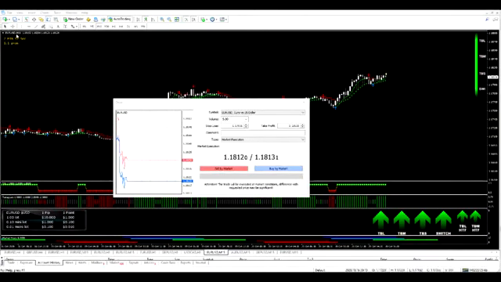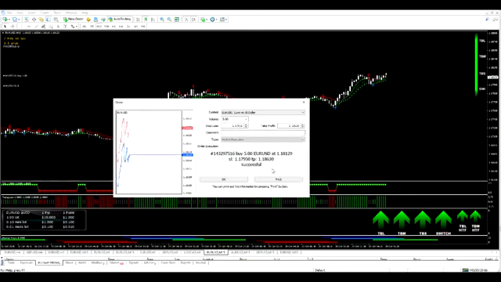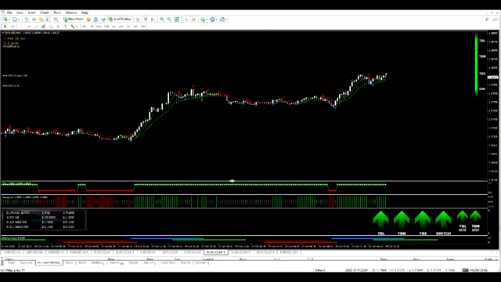Guys, I'm on the Euro US dollar 15-minute chart. All the signals have lined up for a buy trade, and at this point, I've set my stop loss and my take profit. And now I'm going to enter it. I've set it. I traded it 2-to-1.